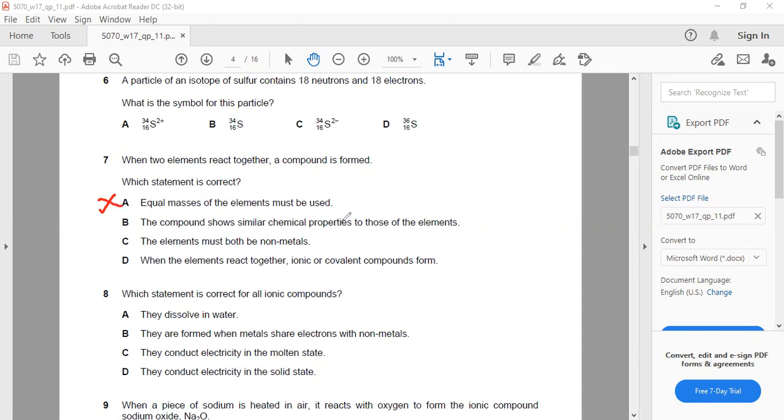Compound shows similar chemical properties to those of element. Now, compound must not have the similar property of the elements. Elements must both be non-metal, not necessary. Metal and non-metal do react. So obviously D will be the answer. When elements react together, ionic or covalent compounds form in general.